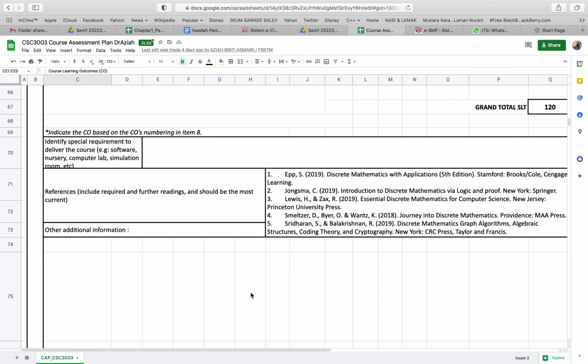Hi, my name is Karina. I'm from Gombak, Selangor, and I'm 21 years old. I'm actually a transfer student. Previously, I was in the Faculty of Engineering.